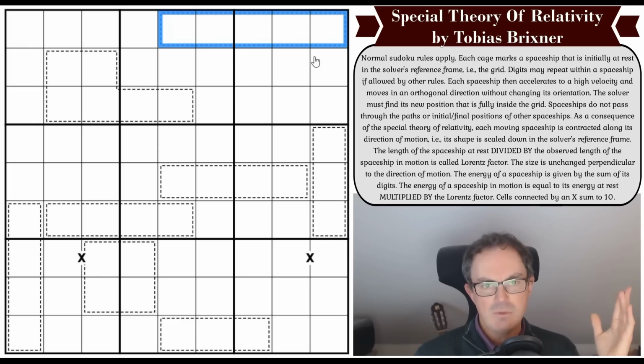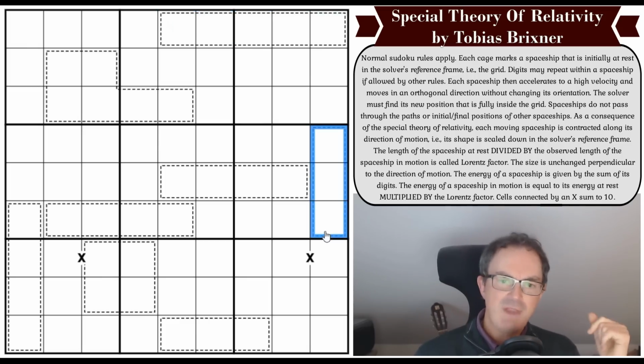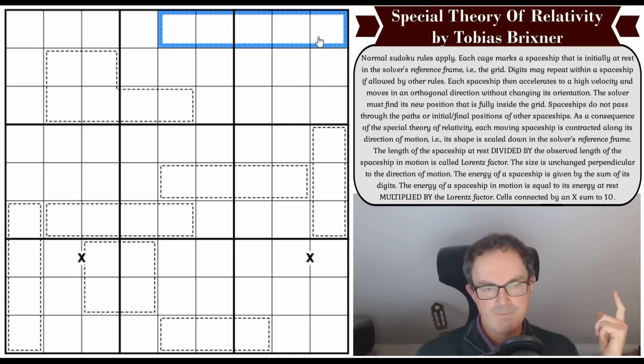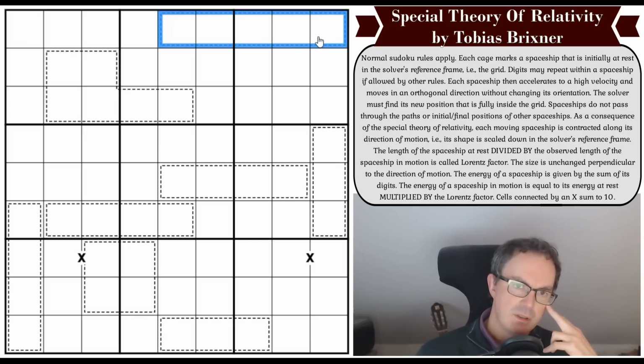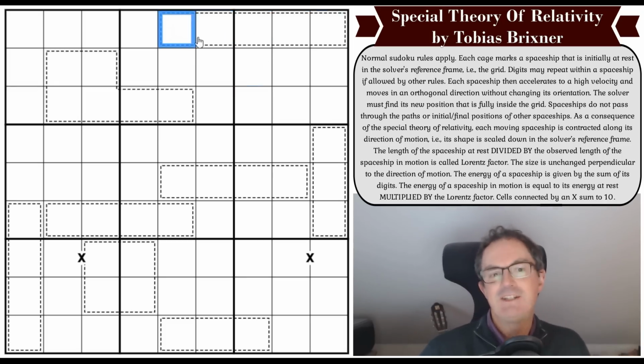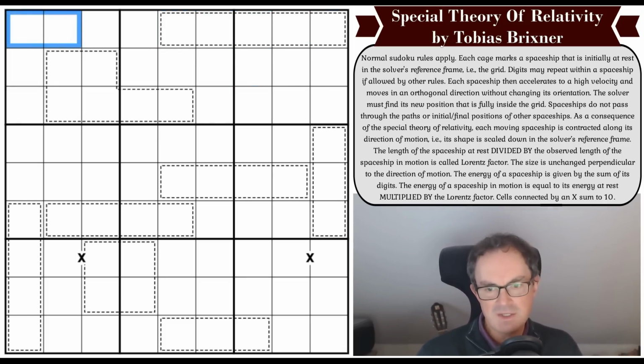Well, if that one can't shrink to size 1, that one definitely can't. If it shrunk to size 2, then what would we be saying? We would be saying that we have to multiply by 2.5. No, that's ludicrous. This is very interesting. So it can't be a size 2 spaceship, because if it did, it would.